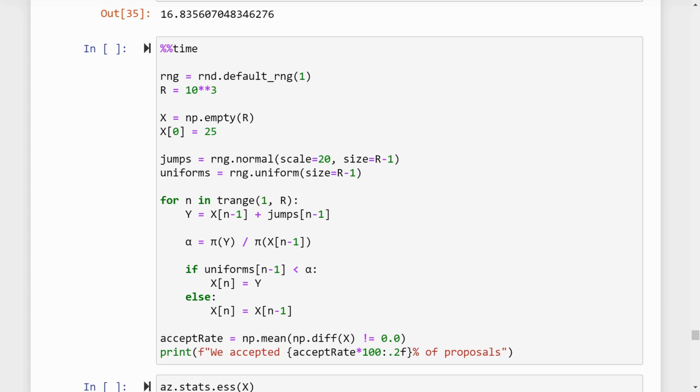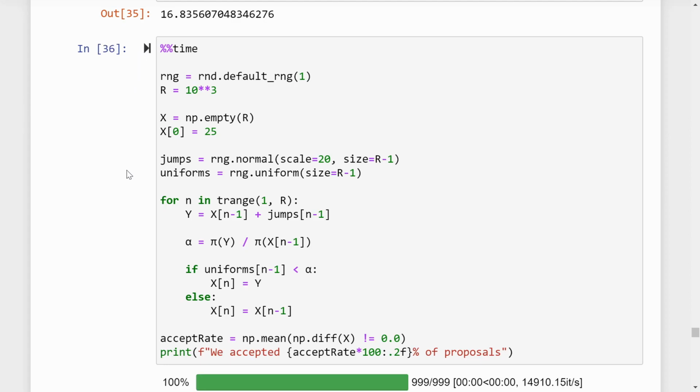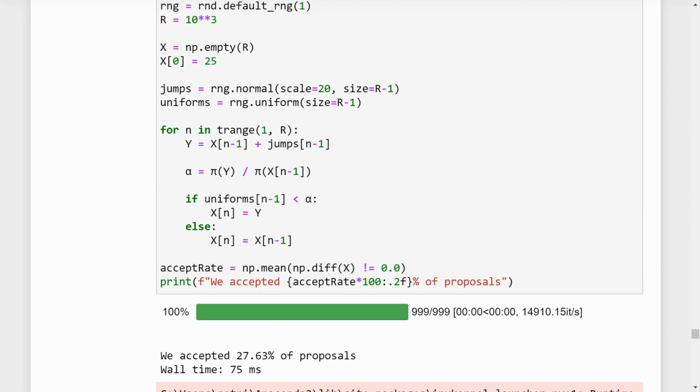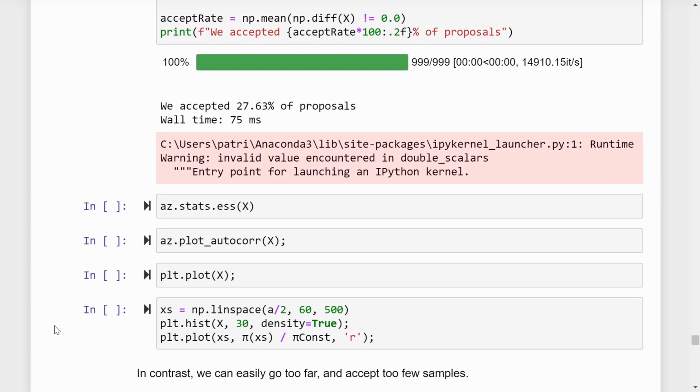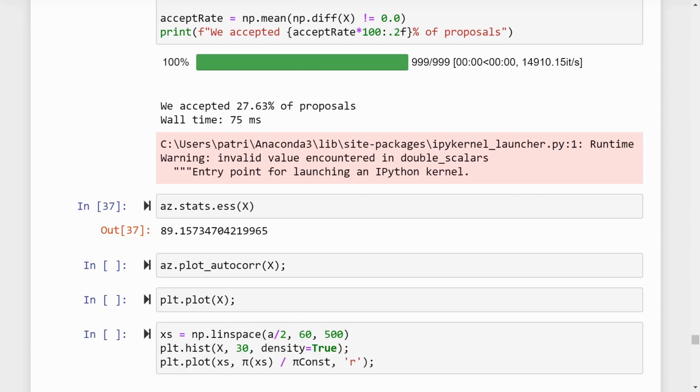Here's the same code as above, but the jumps are normally distributed with mean 0 and standard deviation of 20. We now see that the acceptance rate of proposals is about 27%, which is close to that magical 23.4%, which the elders of MCMC tell us is a good target. Looking at the effective sample size, we are now at 90. This is still much smaller than 1,000, but we improved a lot from the 16 we had before.